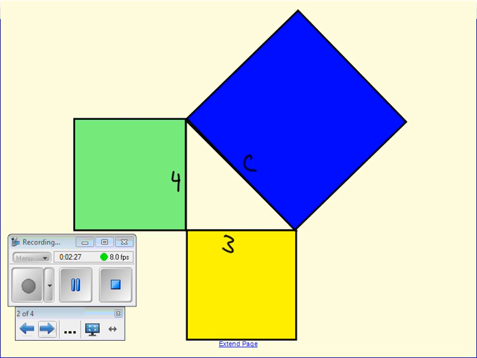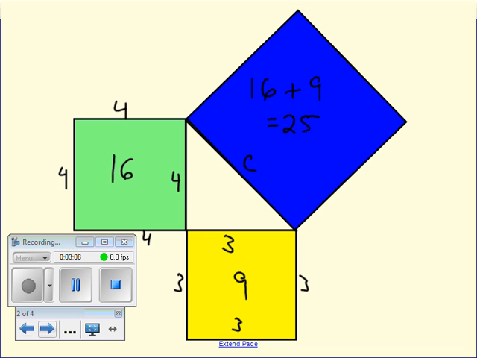When I square it, I'm essentially finding the area of the square that is created on each side. So I have 4 and 4 and 4 here, and then I have 3, 3, and 3. So this square has a total of 16, whatever units. And my yellow square will be equal to 9. This blue square here, for C, is going to be equal to the total, so 16 plus 9, which equals 25. So that whole square has an area of 25.